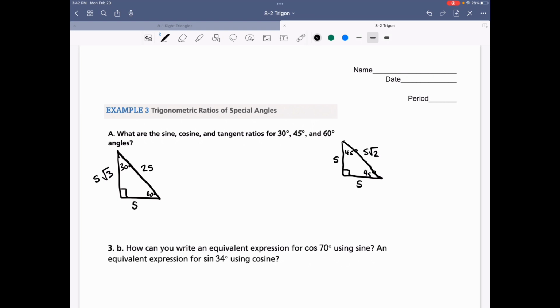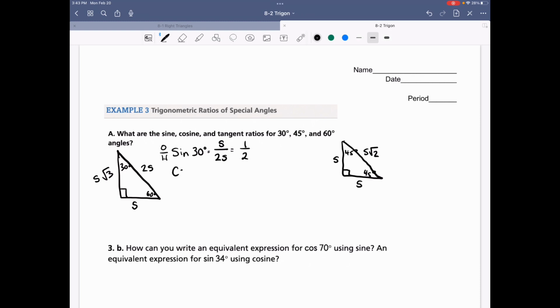Okay. So they're saying, what are the sine and tangent ratios? Well, it really doesn't matter because the s is going to end up canceling in these. So watch this. We have the sine of 30 degrees. Opposite would be s, and the hypotenuse would be 2s. The s's end up canceling out, so the sine of 30 would be 1/2. And that's always going to be true no matter what s is, because the s cancels.